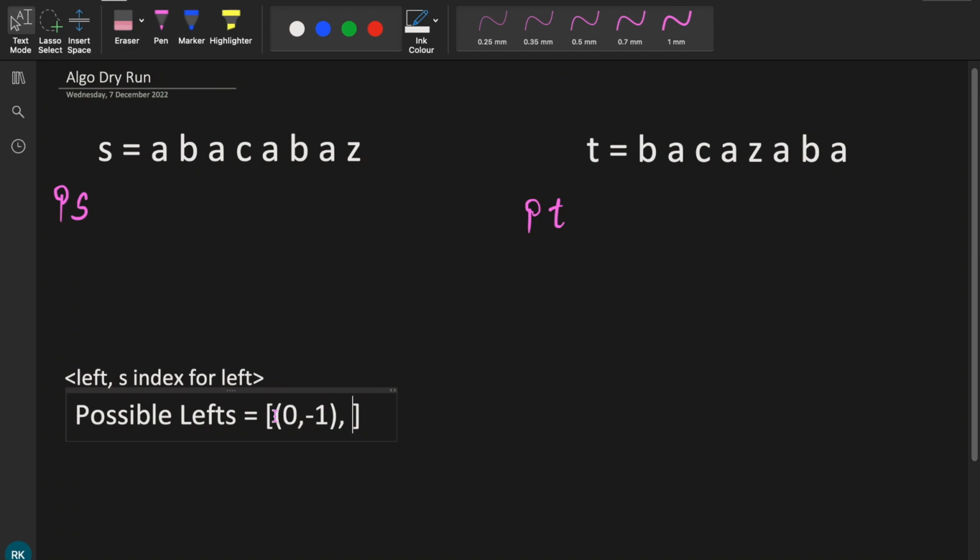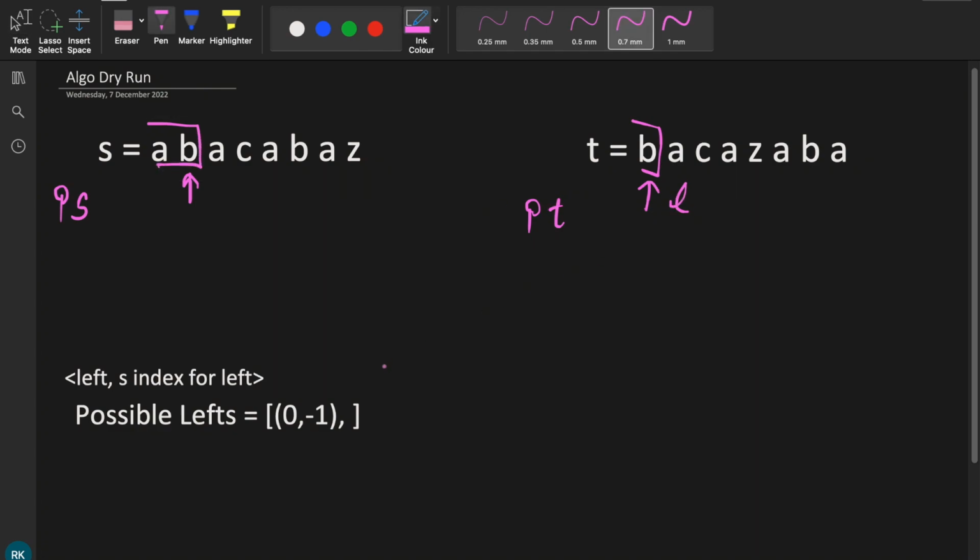Now to build the remaining possible lefts, first we keep the PS pointer at index 0 and the PT pointer at index 0 of T. Now we keep incrementing the PS pointer until S at PS and T at PT become equal. Since B is not equal to A here, we move our pointer forwards. Now since both are B, we have the subsequence here. If we keep the left here, then this B is a subsequence of this AB, right?